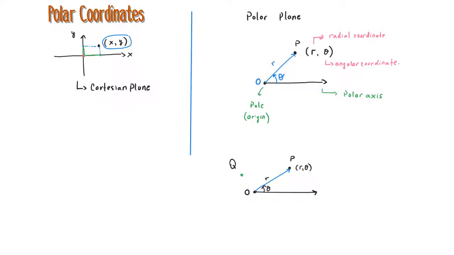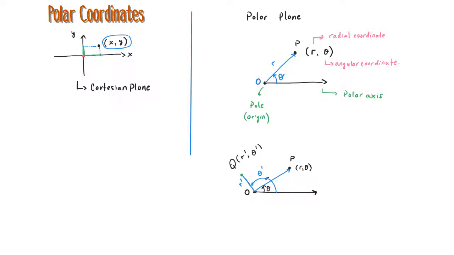And again, if I want to locate point Q, I have to measure its distance from the pole. Let's call it in this case R prime. And then I have to measure its angle, the angle that is formed from the polar axis. We're going to call this angle theta prime. So then the coordinates of point Q are going to be R prime, comma, theta prime. And that's how I can easily locate point Q.